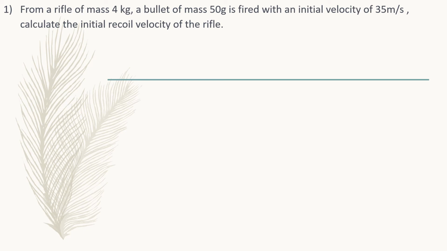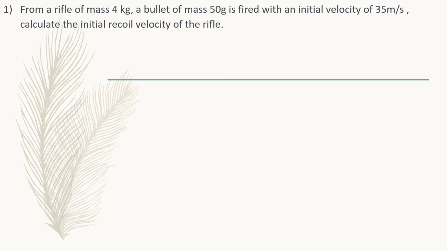So here is the problem. Read as first. From a rifle of mass 4 kg, a bullet of mass 50 gram is fired with an initial velocity of 35 meter per second. So we have to calculate the initial recoil velocity of the rifle.